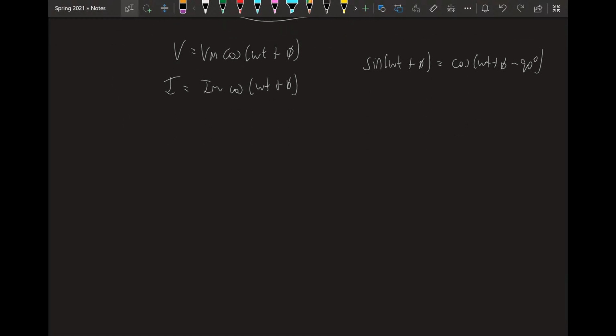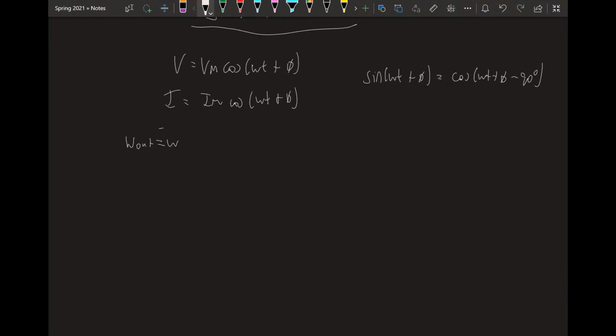For a steady state sinusoidal circuit, the W out of the circuit will have the same frequency as the input. So W out equals W in. If you know the frequency of the input, then your output signals will have the same frequency. Just as a reminder, the frequency is 1 over the period, which equals omega over 2 pi. So frequency in hertz and frequency in radians per second are different, and you need to convert between the two. If they give you something in gigahertz, don't use that here. Go here, find your W.